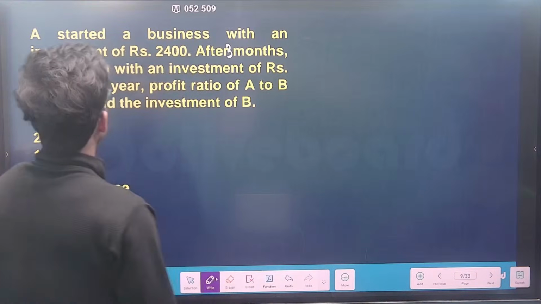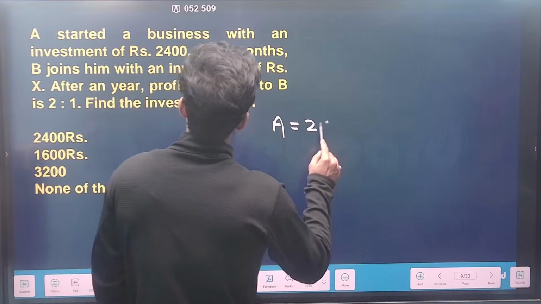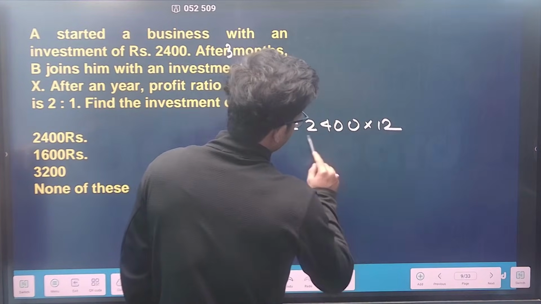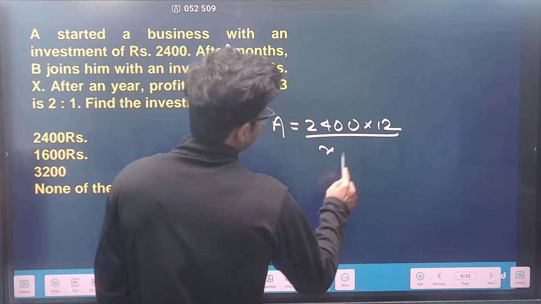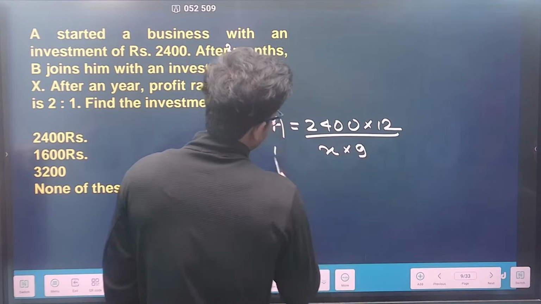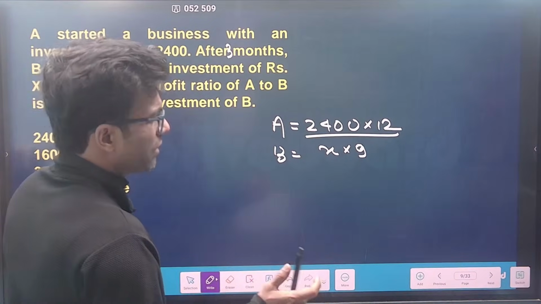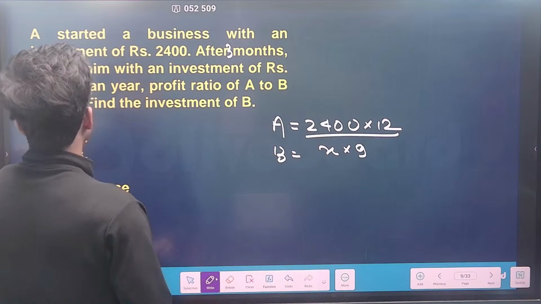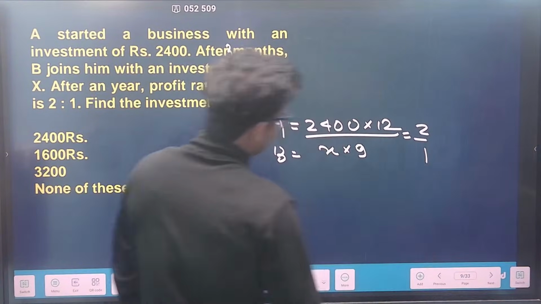A started a business with an investment of rupees 2400, and of course he'll go for 12 months. After 3 months means X into 9. The investment of B is X, but the time period is after 3 months, which means he's investing for the remaining 9 months, and the ratio is coming like 2:1. Correct? Now it is fine.